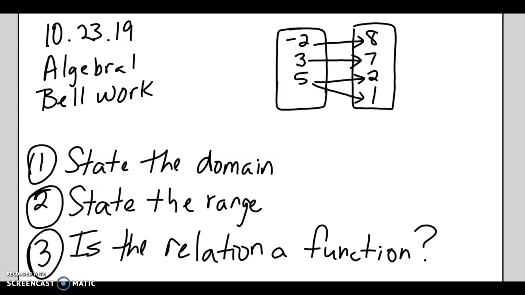What are the values of the domain? Hadley, what are the values? -2, 3, and 5. And we would put that in what we call set notation. So you don't just list -2, 3, 5. You need to do the squigglies: -2, 3, and 5.